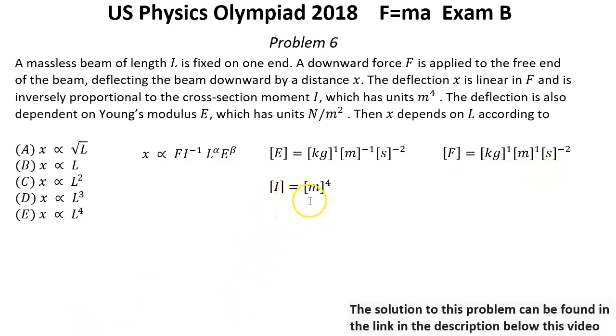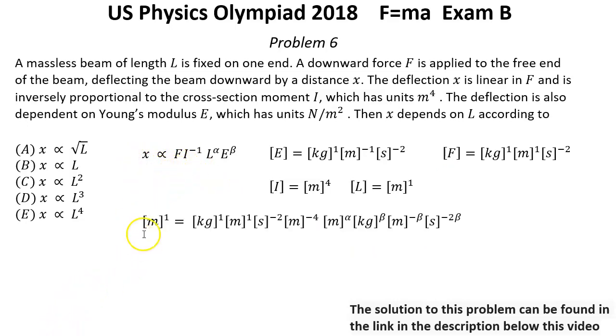Cross-section moment I has dimension meters power 4 and length has dimension meters power 1. So when we use this data, we can put them in the first proportion and find that we have this equation for dimensions. From here we can compare dimension for meters, that will be this one, and for kilograms, from which we can find that beta equals -1. We can put this beta in this equation for meters and find that alpha equals 3.